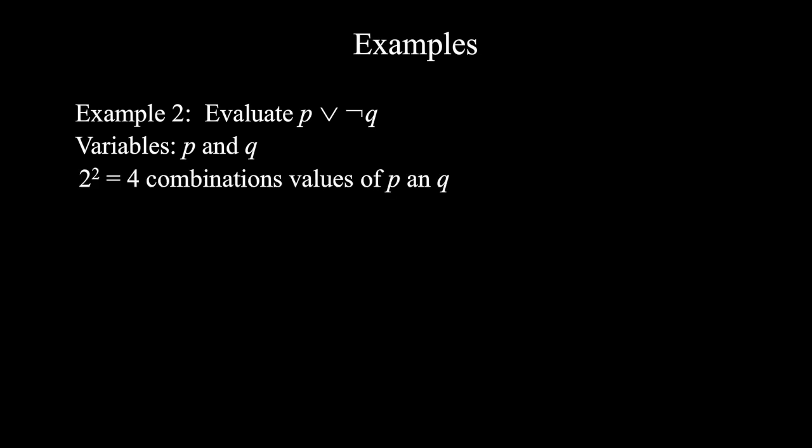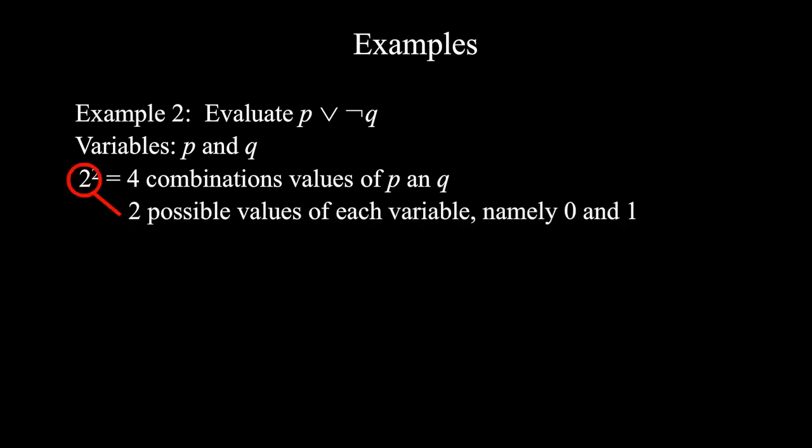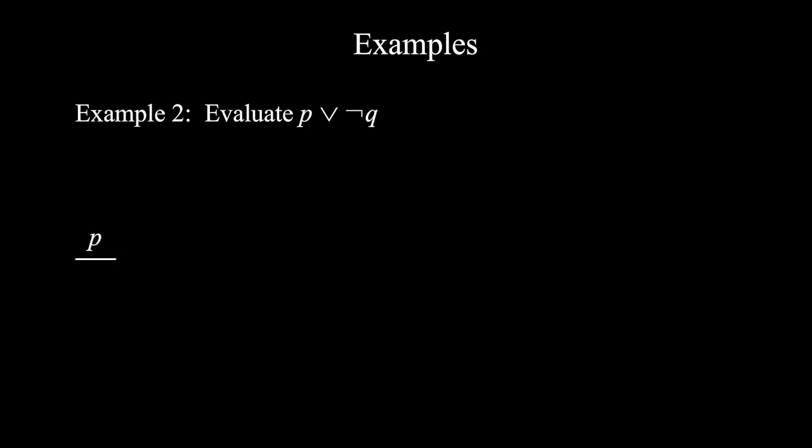Example 2. Evaluate P or not Q. Here there are 2 variables, namely P and Q. There are 2 to the power 2, that is 4 combination values of P and Q. This 2 is for the number of values 0 and 1. This 2 is for the number of variables P and Q. We put the possible combinations systematically like this. There are a total of 4 possible combinations.